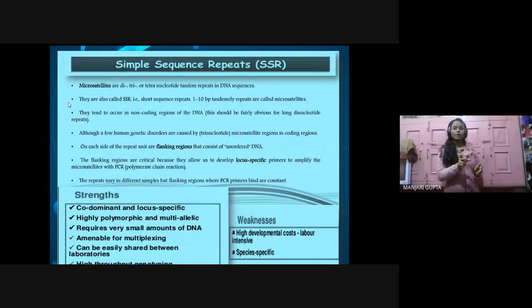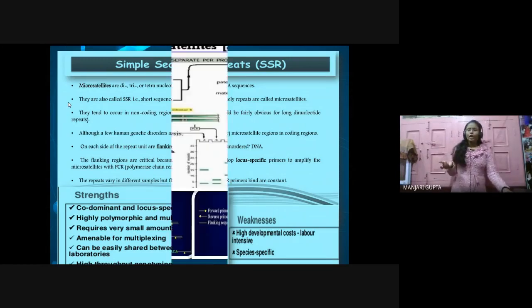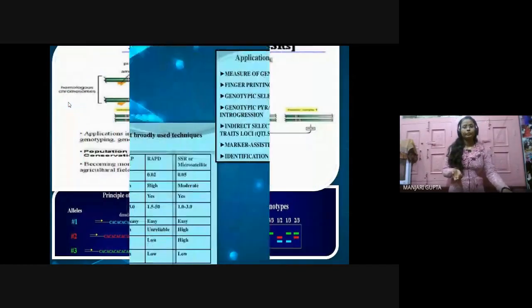These are small segments, usually 1 to 10 base pairs long, and they are present at various sites of the DNA, and can be present in the coding or non-coding regions in eukaryotes. If they are present in the coding region, they can cause a genetic disorder, and those genetic disorders can be identified using simple sequence repeats. And these are also used in DNA fingerprinting and other techniques.